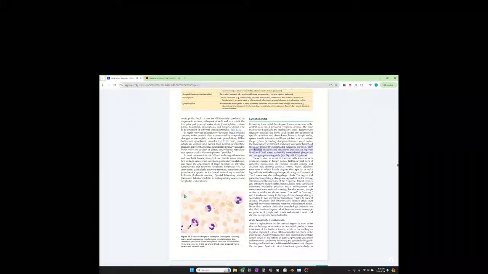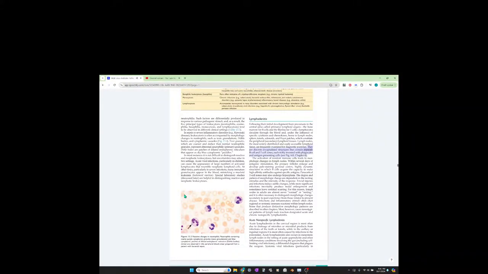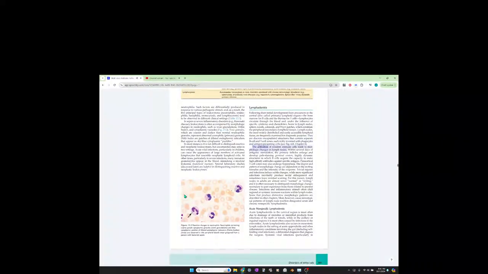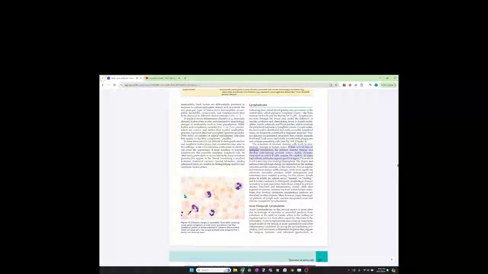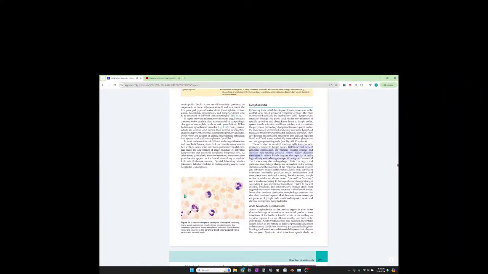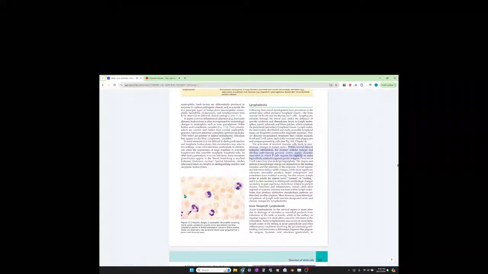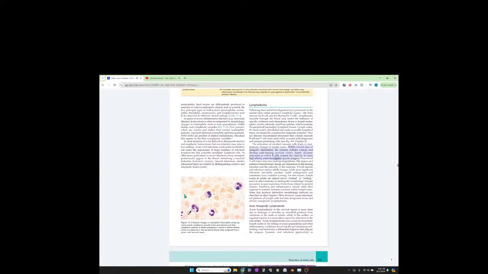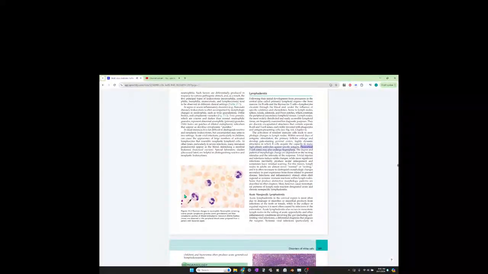They are discrete encapsulated structures that contain separate B-cell and T-cell zones, each richly invested with phagocytes and antigen-presenting cells. The activation of resident immune cells leads to morphologic changes in lymph nodes. Within several days of antigenic stimulation, the primary follicles enlarge and develop pale staining germinal centers, highly dynamic structures in which B cells acquire the capacity to make high-affinity antibodies against specific antigens. Paracortical T-cell zones may also undergo hyperplasia.